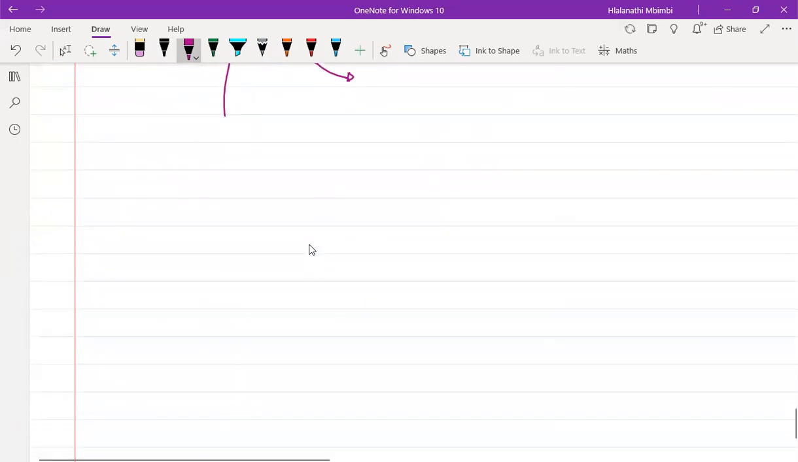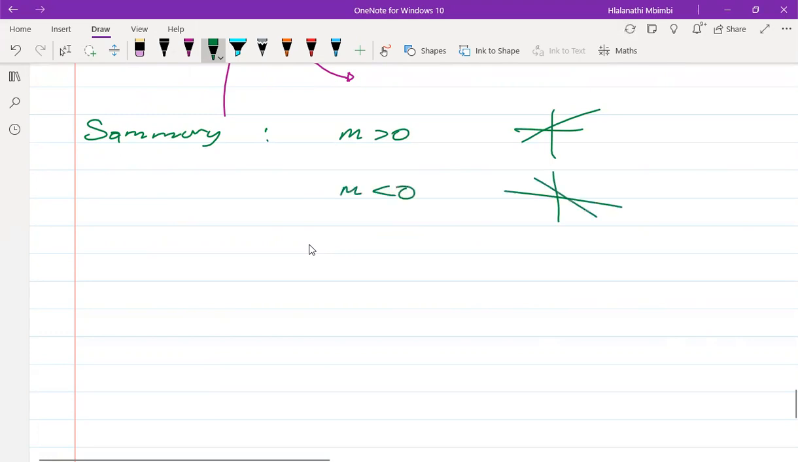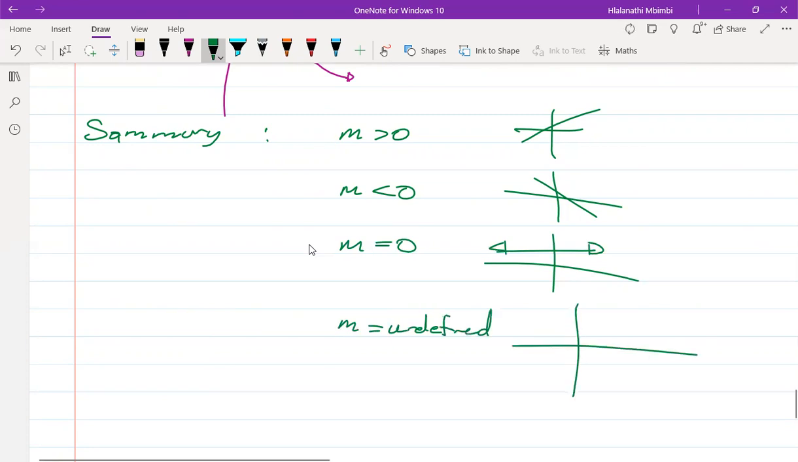Okay, cool. Let's have a little summary just for the stuff that we've done so far. If your gradient is greater than 0, your function would be falling to the right. If your gradient is less than 0, your function would be falling to the left. If the gradient is 0, you're going to have a flat line like that. If your gradient is undefined, you're going to have a vertical line like that. That's our little summary.